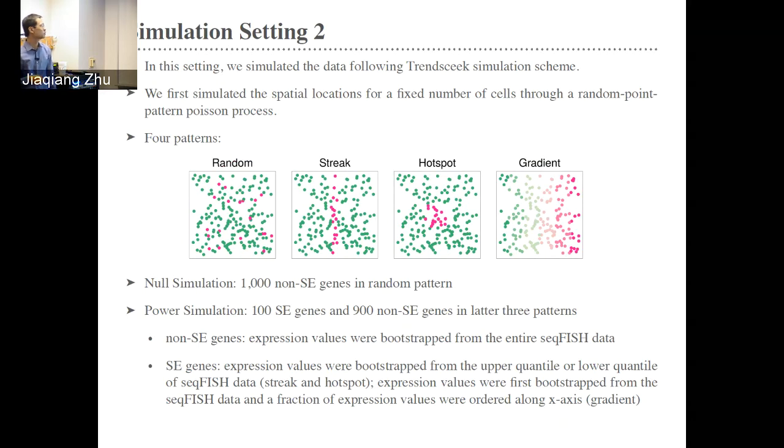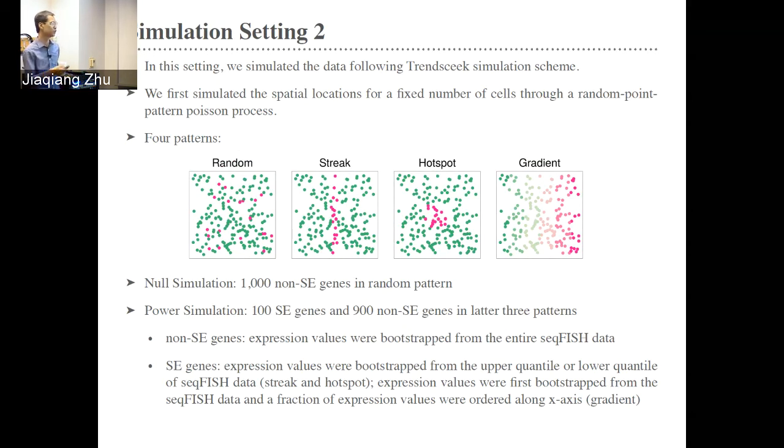In the null simulation, we simulate 1,000 non-SD genes in a random pattern. For the power simulation, we simulate 100 SD genes and 900 non-SD genes in the data with three patterns. For the non-SD genes, the expression values were just a bootstrap from the entire seqFISH data. For the SD genes, there are two patterns, the streak pattern and the hotspot pattern. We just bootstrap the expression values from the upper quantile or lower quantile of the seqFISH data.